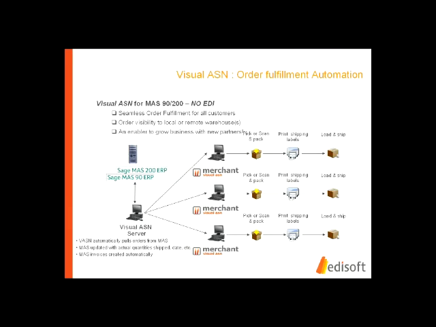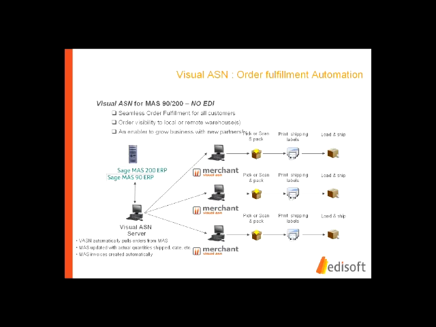Now, in addition to describing each of the software components, I'm going to go into greater detail with describing Visual ASN. This particular module offers seamless order fulfillment for all customers. You can also gain greater visibility into the remote warehouse as well as a local warehouse. And most importantly, this particular product can be used as an enabler to grow business with new partners.